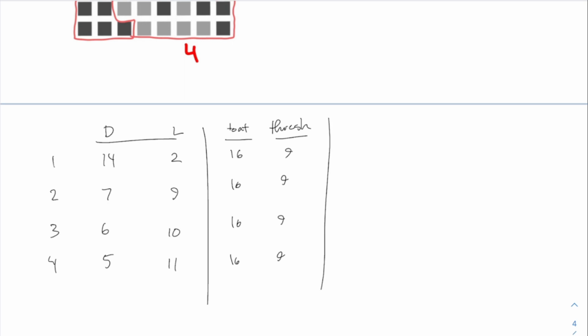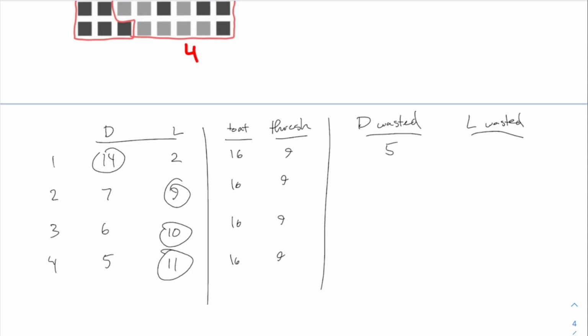All right, and now this is the important part. The D wasted and the L wasted. So I'm going to circle the winners each time just so that it helps me keep track of it all. In the first line, I see 14 for the D's. They are the winners. That's 5 extra beyond the threshold. So I get 5 D wasted, and L being the losers, everything for the loser is wasted, so that's a 2.